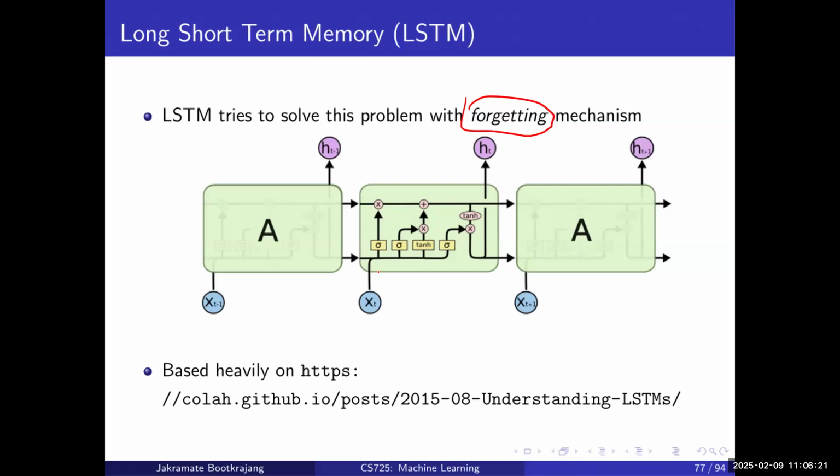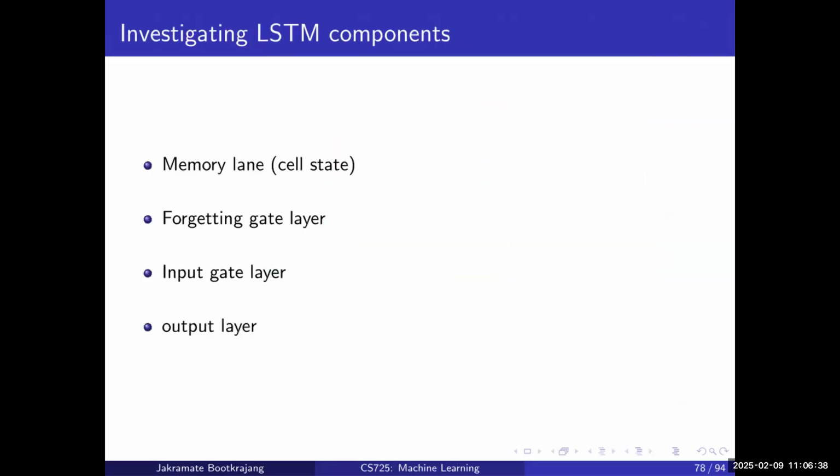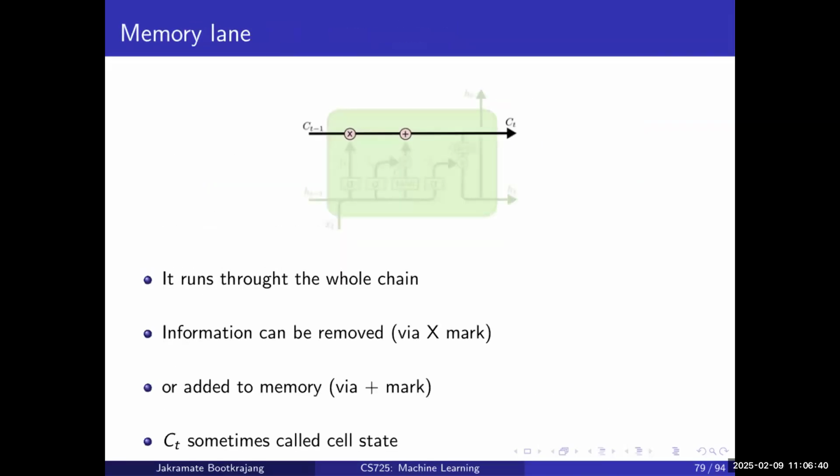And in a nutshell, you have the structure like this, which has a lot of neurons inside it. And we will unfold one at a time. So we start off with the memory lane. So what is a memory lane?